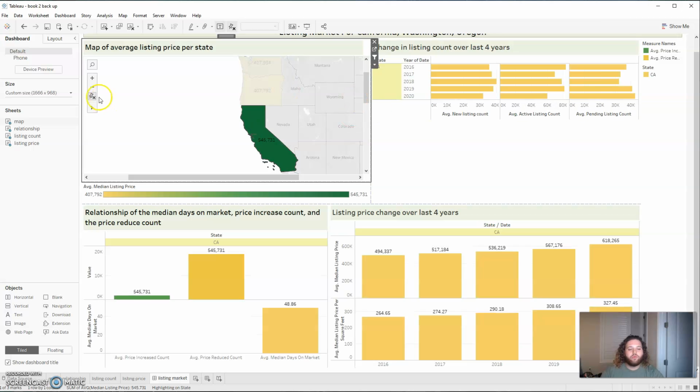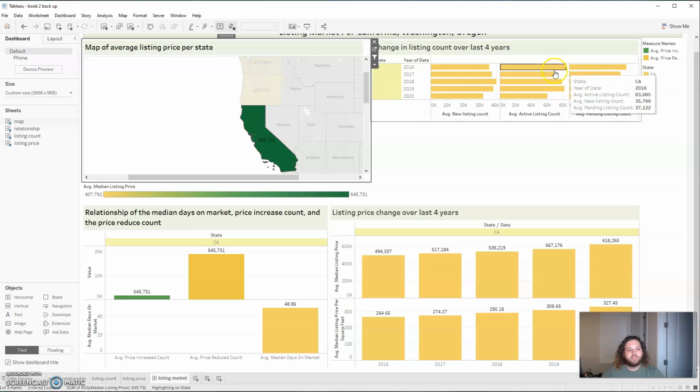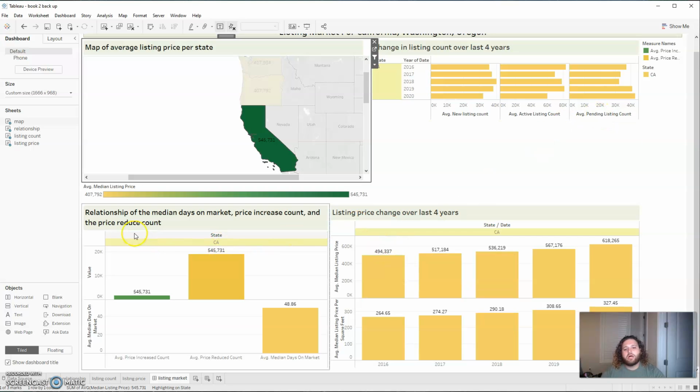So going into California, you see that these numbers are just across the board super high. California still has that bell-shaped curve for the listing count. Your active listing count came up, went down, came back up a little bit, and then your pending listing count, it seems like a lot of homes are in the pending stage for California. Rolling down in here to the relationship, the median days on the market, the price increase count, and the price reduce count.